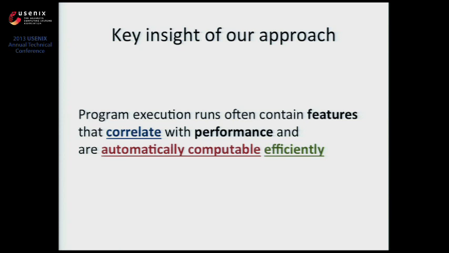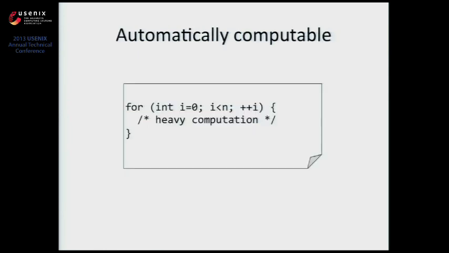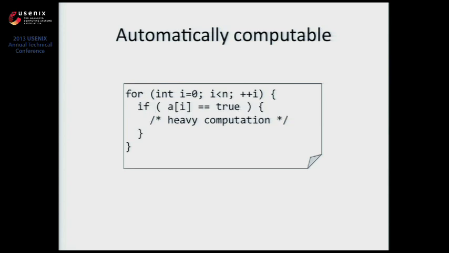Let me give you intuition with a few examples. Here we have a for loop that executes heavy computation n times. The value of n is potentially correlated with execution time. This variable value can be a feature. It is automatically computable from program execution. Let's look at a slightly different example. In this for loop, the heavy computation is executed when the branch condition is true. The count that evaluates how many times the branch condition is true is likely to be correlated with execution time. Again, this count is automatically computable.